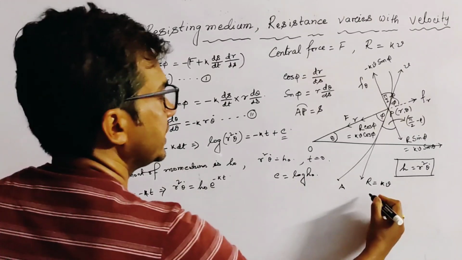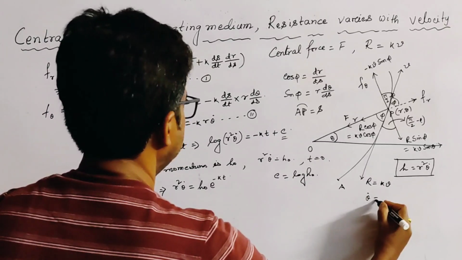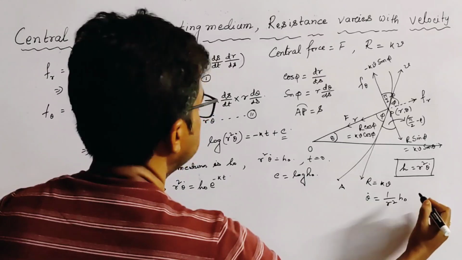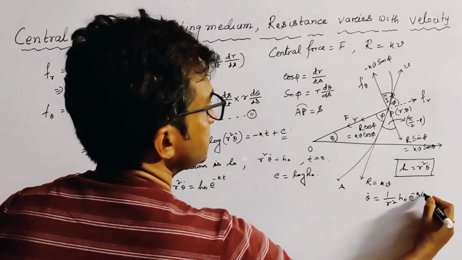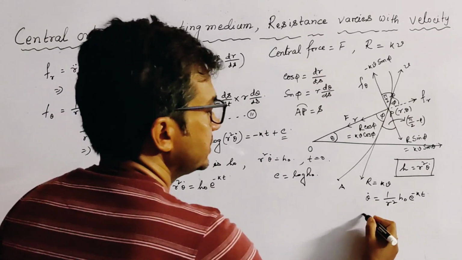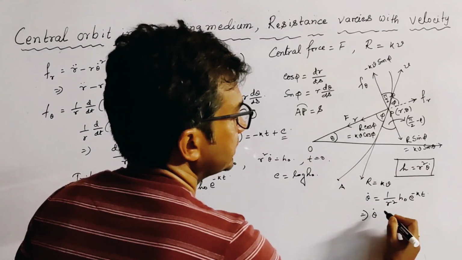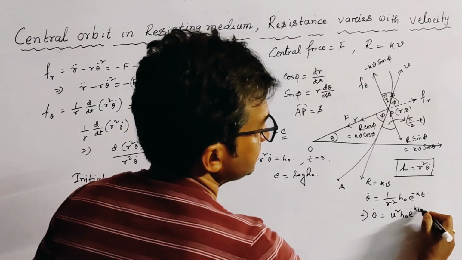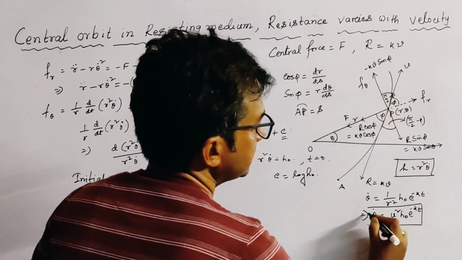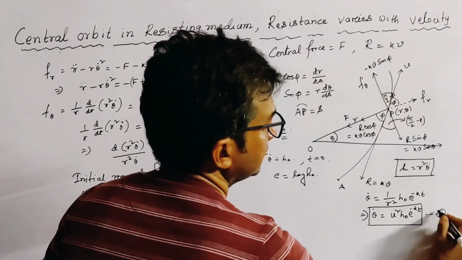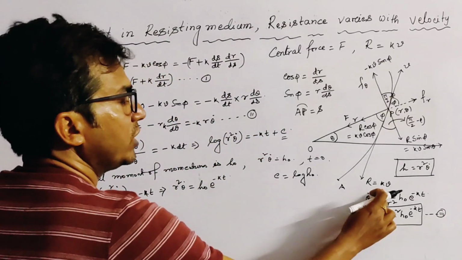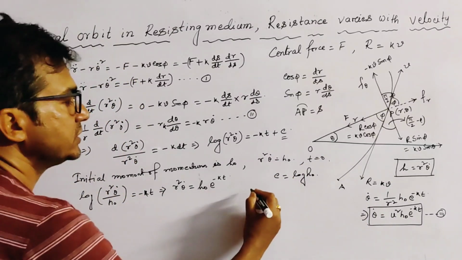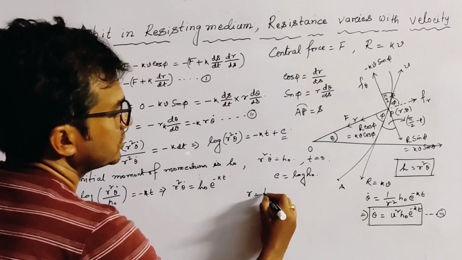From this relation we write θ̇ = (1/r²) h₀ e^(−kt), which is also written as θ̇ = u² h₀ e^(−kt), and we name this relation 3. We put 1/r² = u², because in central orbit we know that r = 1/u.